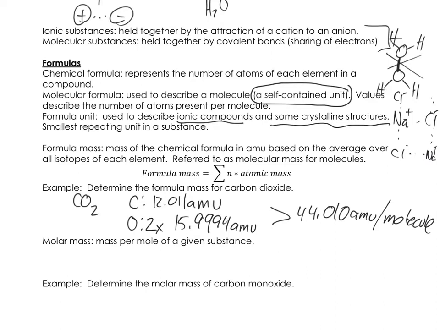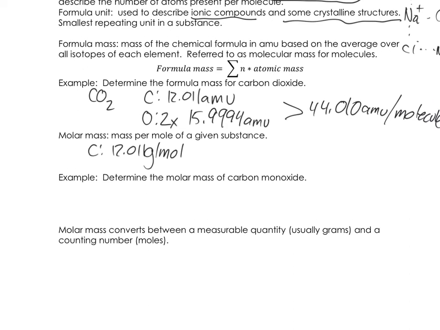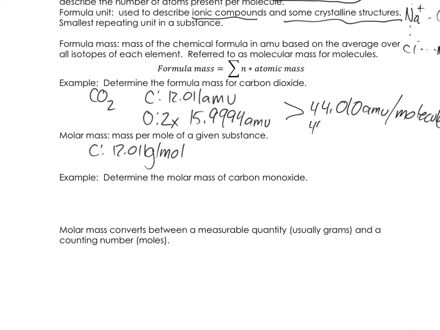Molar mass is just this scaled up, but instead of AMUs, we use grams. So for carbon, its molar mass is 12.011 grams per mole. We already said that, right, on the previous page. We did it for hydrogen. So the molar mass for CO2 is just 44.010 grams per mole.